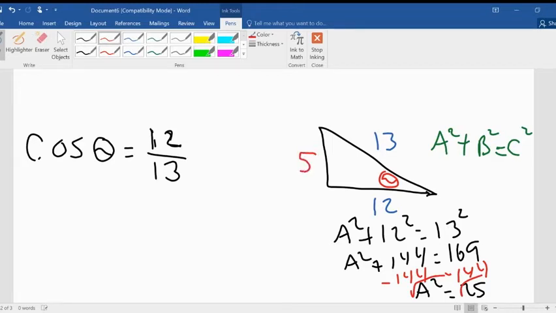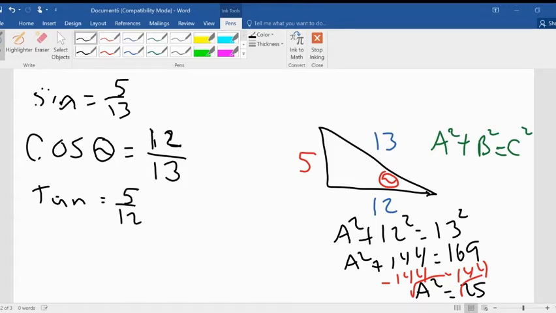So now we can find all of my other ratios. Since that means now that your sine is opposite over hypotenuse, that'll be 5 over 13. Now we can find tan, which is opposite over adjacent, so that'll be 5 over 12.